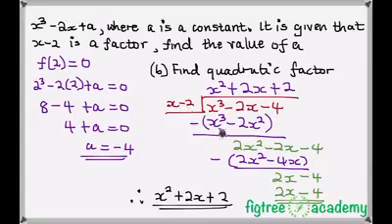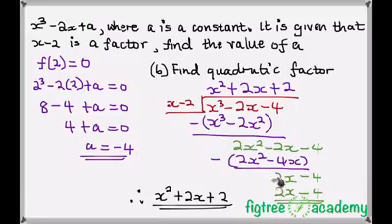Then we divide again. X into 2x squared, this will be 2x. Then 2x times this expression, it will be minus 2x squared minus 4x. Therefore 2x squared minus 2x squared is 0. Minus 2 minus minus, it becomes positive. Minus 2x plus 4x, it is positive 2x. Then we drop minus 4 here, because we have nothing to subtract.